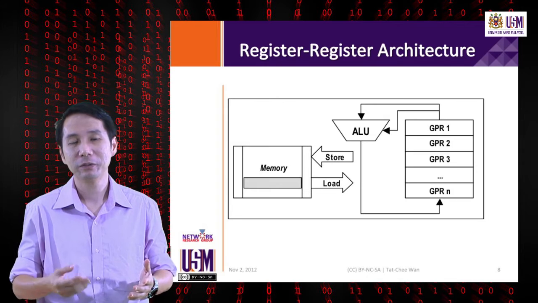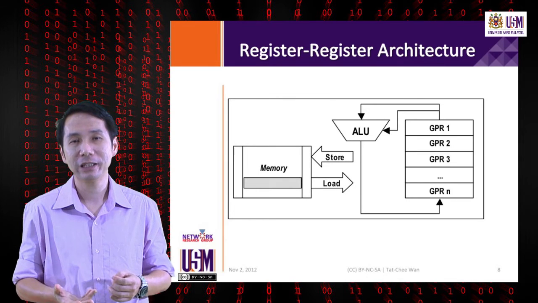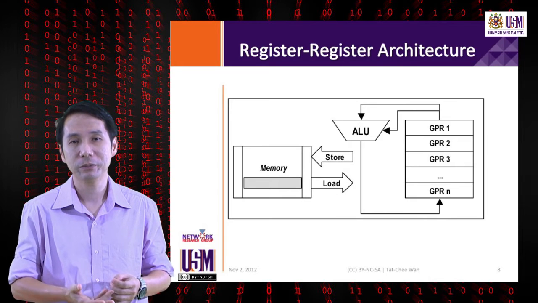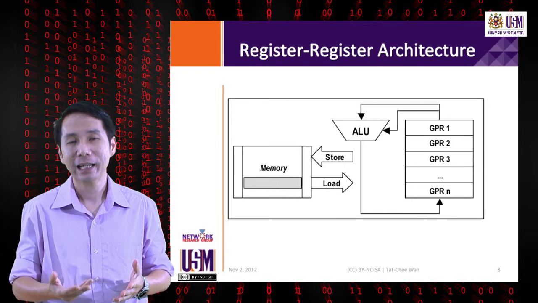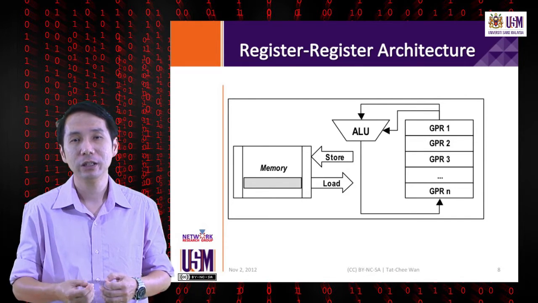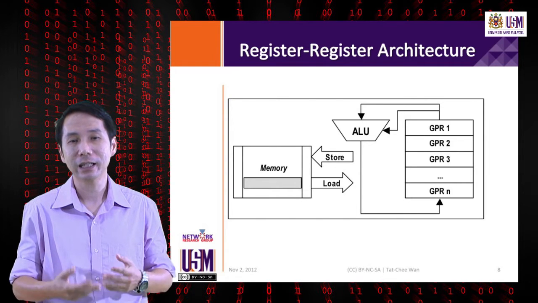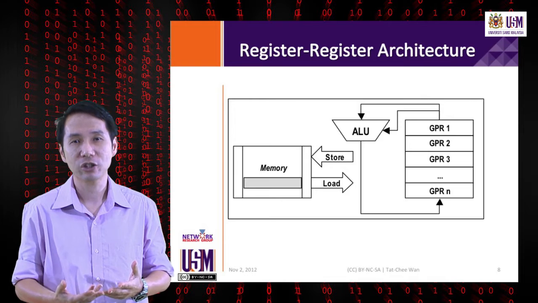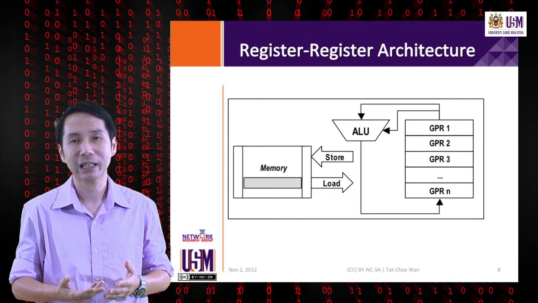Now, what happens if you want to expand the number of values that we can store in the CPU without affecting the access to memory? The reason being that access to memory is slow. It takes time to retrieve a value from a memory location compared to if we have it already inside one of the registers. So this design is the register architecture, otherwise known as a RISC architecture.